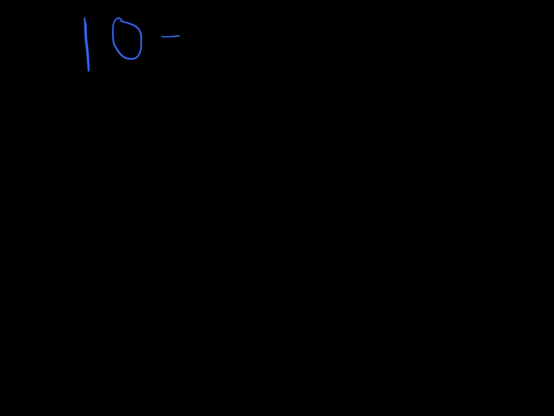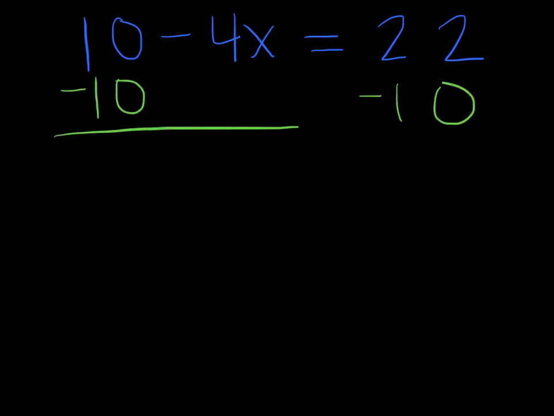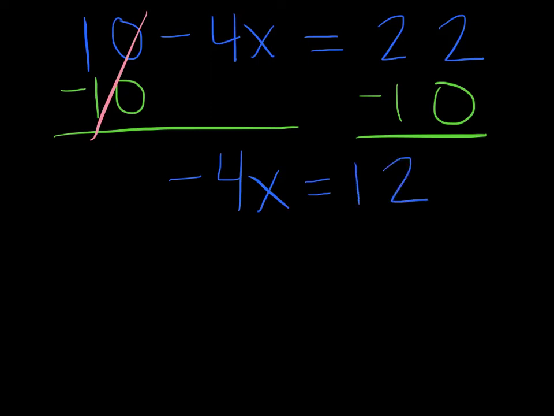We have 10 minus 4x equals 22. Remember, you always want to start with the number furthest away from the variable. So we're going to subtract 10 from each side. A positive 10 and a negative 10 are going to cancel. That leaves me with a negative 4x equals 22 minus 10, which is 12.